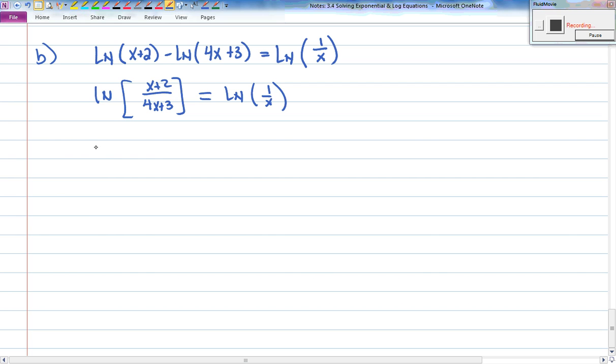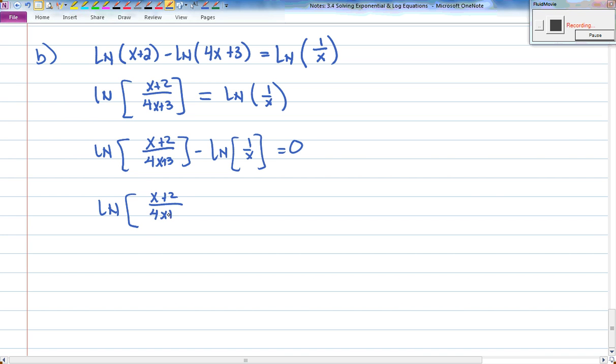Okay? So I'm going to say, all right, the natural log of x plus 2 divided by 4x plus 3 minus the natural log of 1 over x is now equal to 0. I have x's on the same side. Now again, since I am subtracting these two things, I can condense and say the natural log of x plus 2 divided by 4x plus 3, all divided by 1 over x, but that's the same thing as multiplying by x over 1, equals 0.